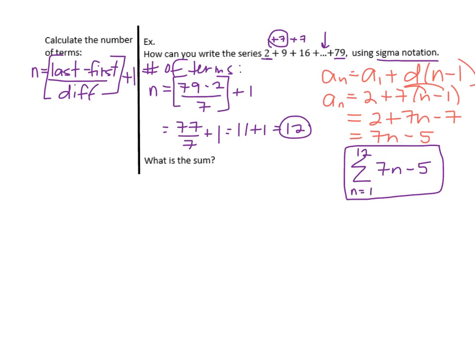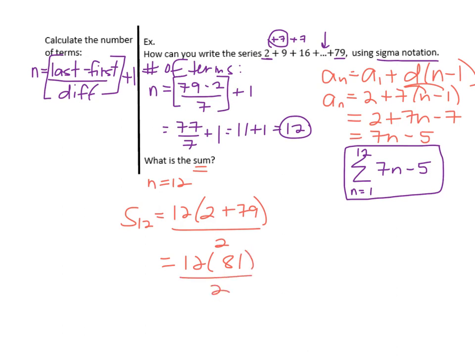And now to find the sum, we have everything we need. So this is going to be the easy part. There are 12 terms. We said n equaled 12. S of 12, the sum of those 12 terms, is 12 times the first term, which is 2, that's up above. The last term is 79, and then we take that and divide it by 2. 2 plus 79 is 81. And 12 times 81 divided by 2 is 486.